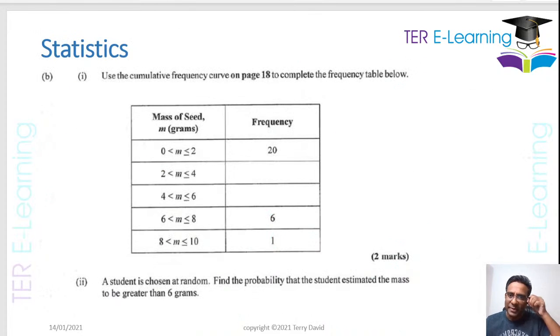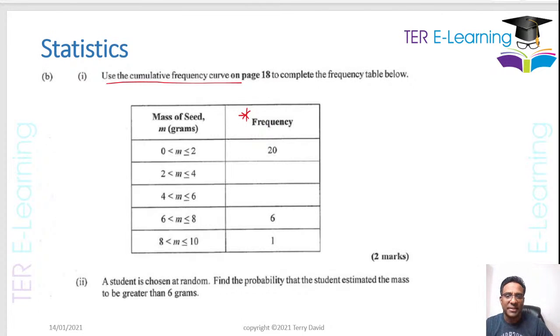All right, so now the next part of the question. Like I said, typically how they would ask the question, they would give you a table and ask you to come up with a cumulative frequency table, then come up with a cumulative frequency curve. But this particular question, they wanted us to do it in the reverse manner. So they said, using the cumulative frequency curve, complete the frequency table. Note what they want here is frequency.